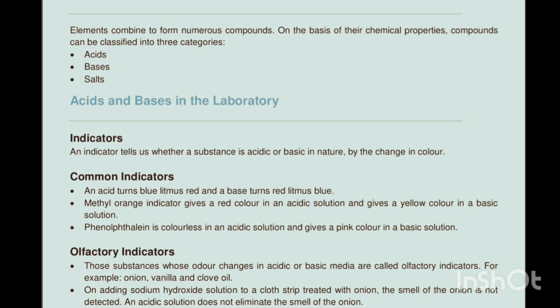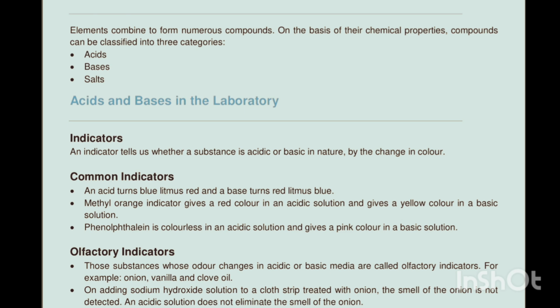To know whether it is an acid or a base, we have substances which we call indicators. An indicator tells us whether a substance is acidic or basic in nature by a change in color. Let us know some indicators, and we have two types here: common indicators and olfactory indicators. With common indicators, an acid turns blue litmus to red, and a base turns red litmus to blue.